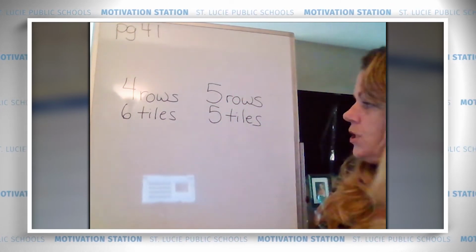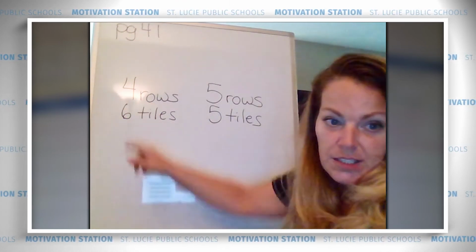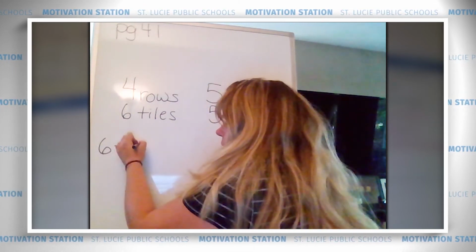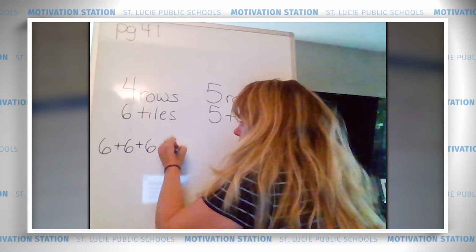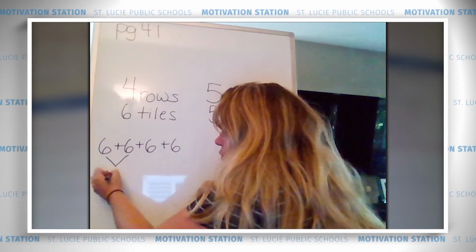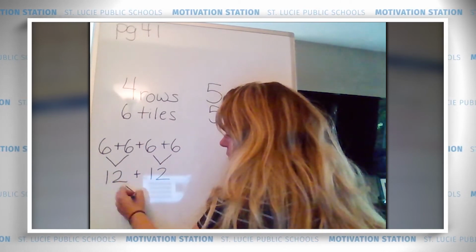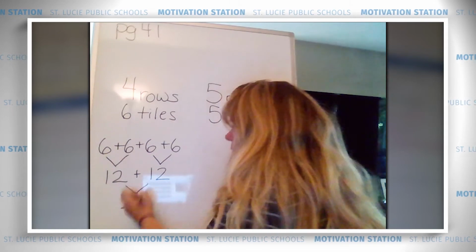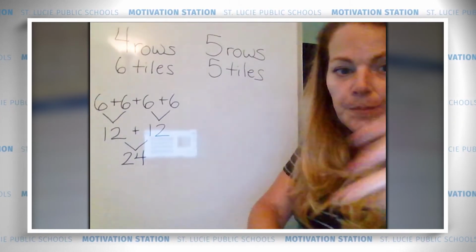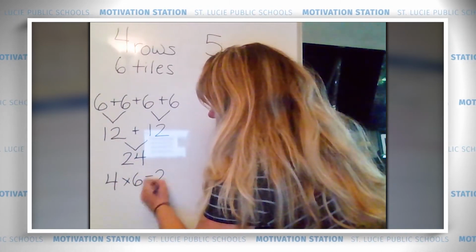Okay? So now I'm going to do my figuring underneath. So I've got 4 groups of 6. So I'm going to add 6 4 times. 6 plus 6 plus 6 plus 6. And remember, I can group those together because I know my doubles. 12 plus 12, and 12 plus 12 is 24. So I'm going to write the multiplication equation for that. Let me scoot it down a little bit. 4 times 6 equals 24.